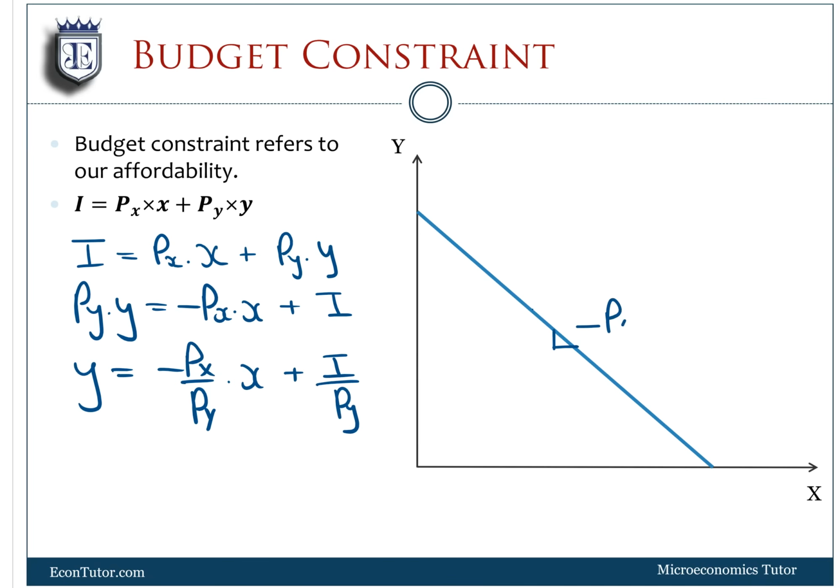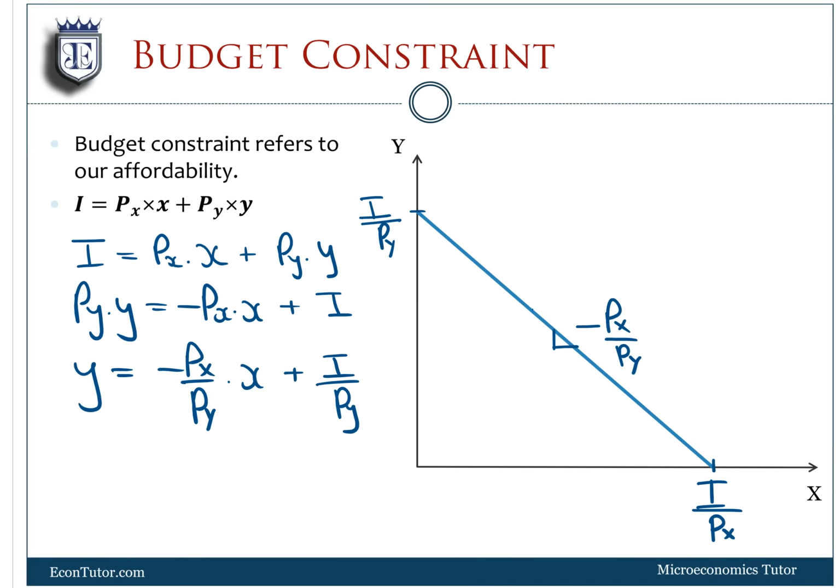The slope is negative Px over Py, so the slope of the line is the price ratio. The y-intercept tells me the most amount of good Y I can buy when I spend nothing on X. That's all your income spent on good Y, so the most you can buy of good Y is your income divided by price of Y. Similarly, the most you can buy of good X is income divided by Px. So that's how you plot your basic budget constraint.